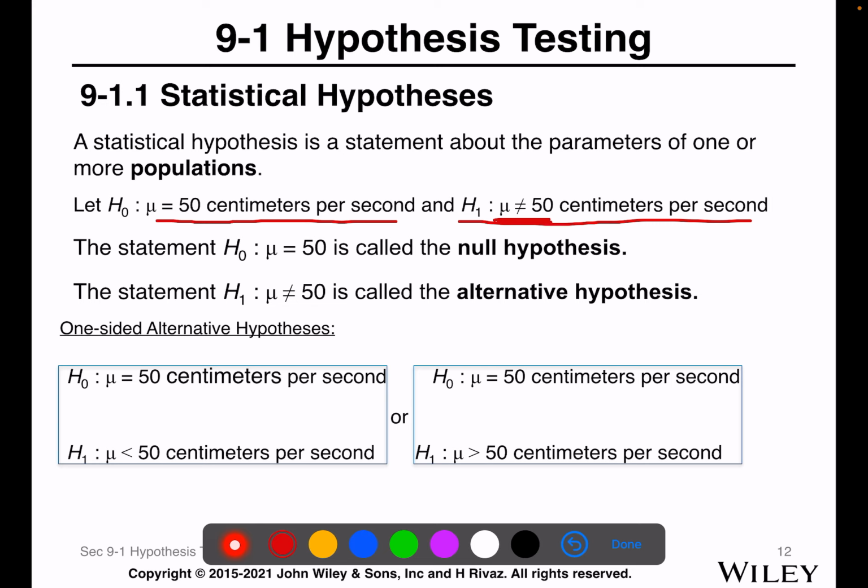We also have one-sided hypothesis testing, where the null hypothesis is again equality. Always the null hypothesis says the mean is equal to something, right? So the mean is equal to 50, and the alternative hypothesis is that the mean is less than 50, right? So we want to see which one of these hypotheses is correct.